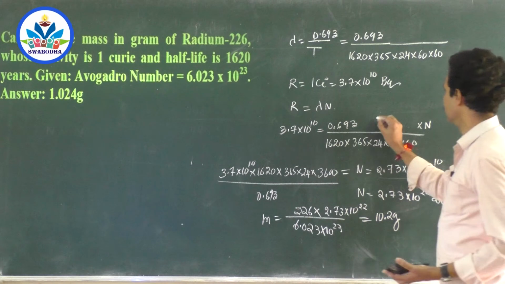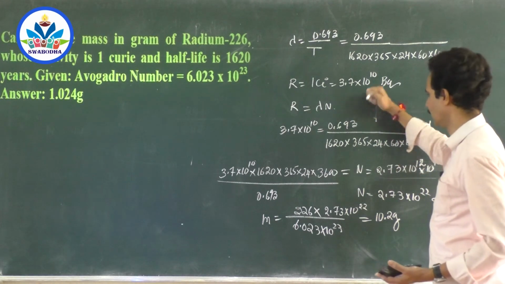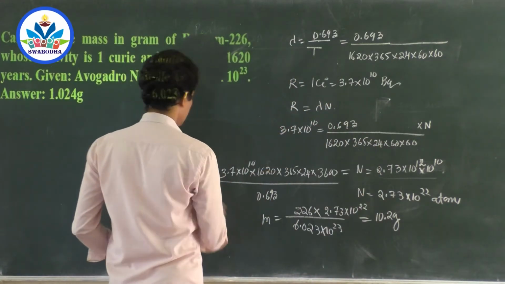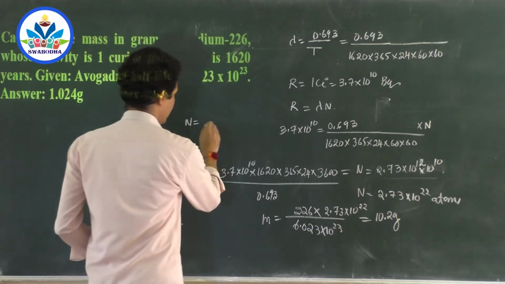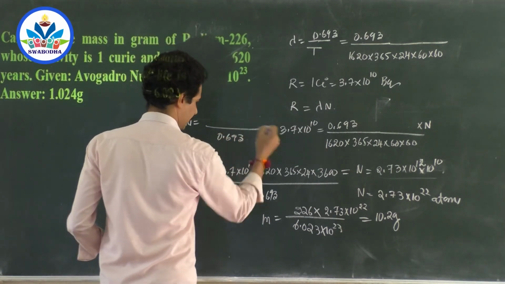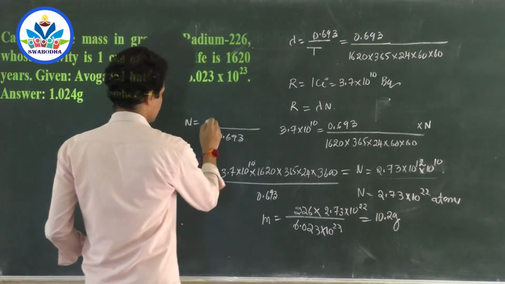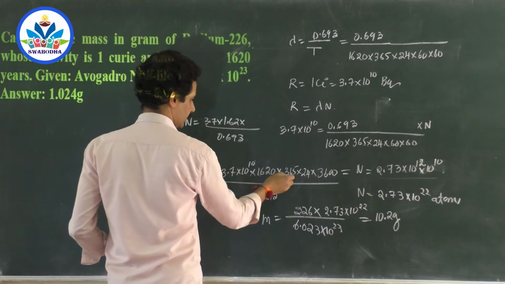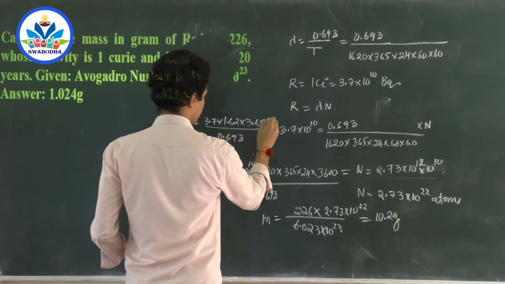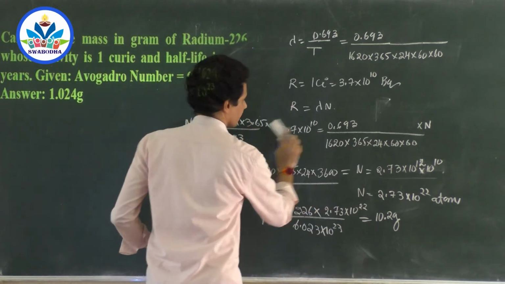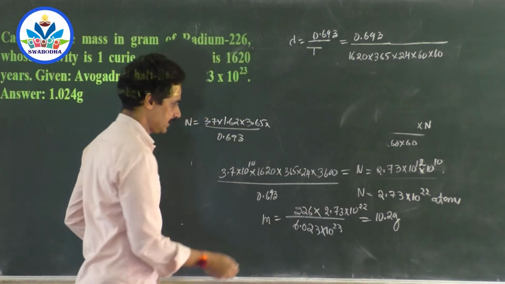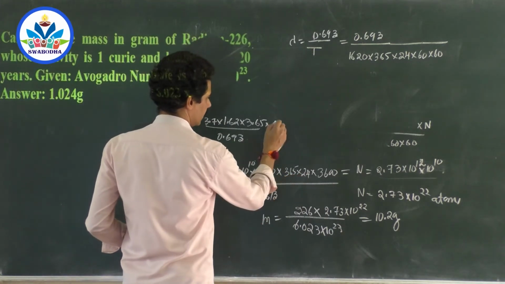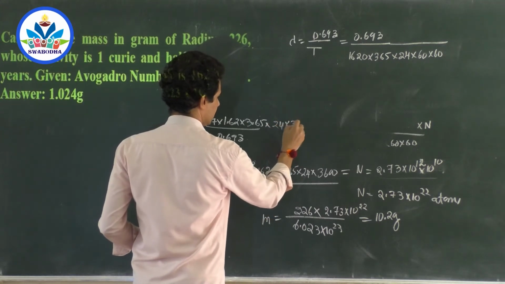Shall I write it like this? No, not that one. I have to write this one. I will check it like this, because so many powers will not fit in the calculator. 0.693 here. Did I divide it by 0.693? Hope so. 3.7 and this is 1.62. I'll do it like this, 1.62, then 3.65, into 10 to the power we are missing. 3.7, 1.62 and 3.65, 24, 3.6.